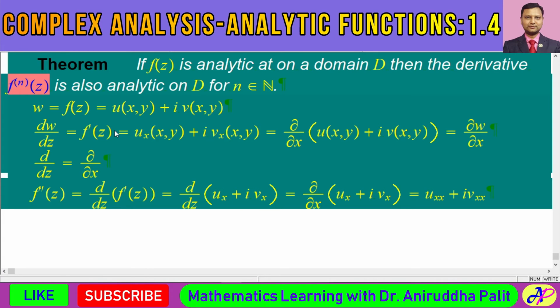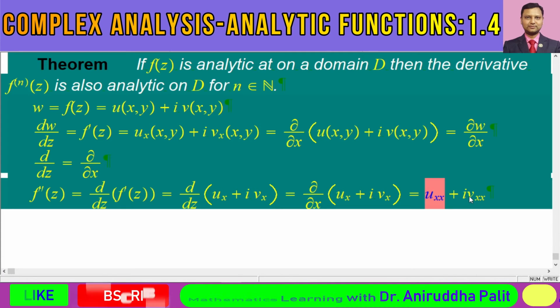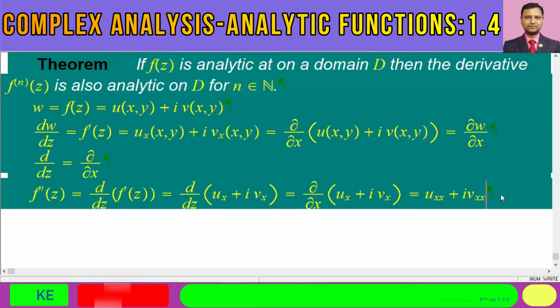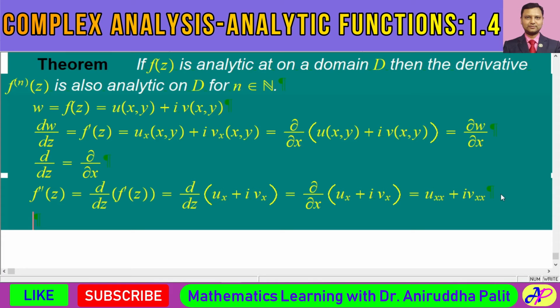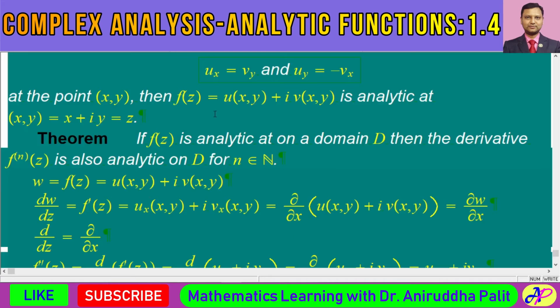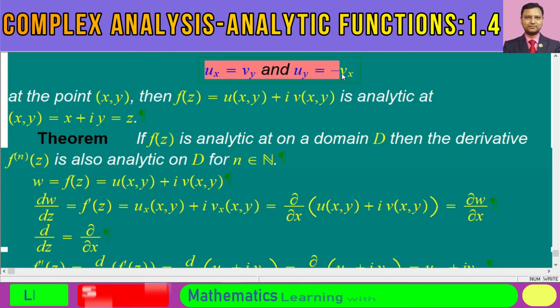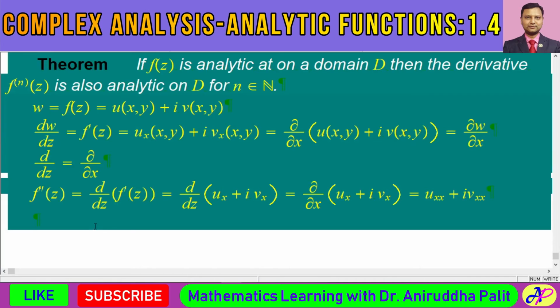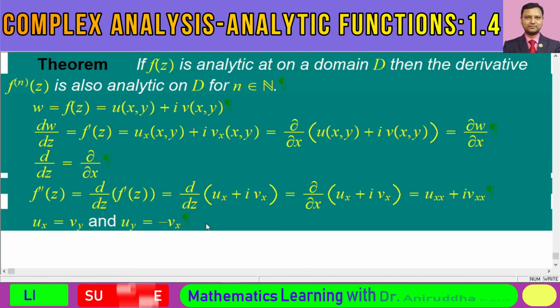So if a function is analytic, any order partial derivative is also analytic. That means it is a continuous quantity. So f dash z is a continuous quantity, and this means the partial derivatives uxx and vxx are all continuous quantities. Similarly, we can prove that all the other mixed order partial derivatives are also continuous. In such cases, the Cauchy-Riemann equations are satisfied: ux is equal to vy and uy is equal to minus vx. All these relations should be satisfied.